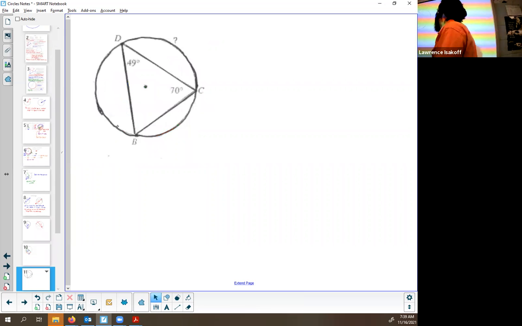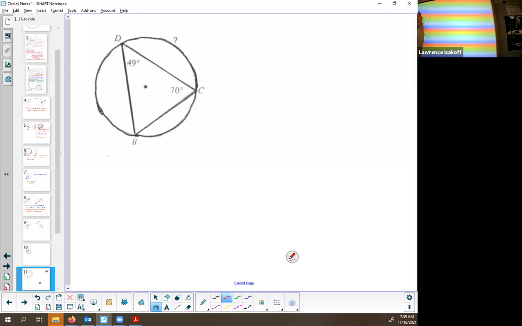Okay. Take a look at this one. This one's a little more complicated. I'm looking for this arc, but do I know this angle right here? No, I don't know that right now. That's what we're going to need to figure out. Now, the shape I have is a triangle, right? What do all the angles in a triangle add up to? Does anybody remember?